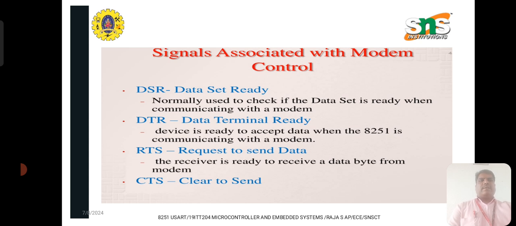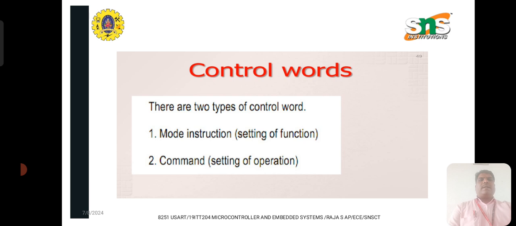CTS, clear to send. There are two main important control words used in this 8251 USART. One is the mode instruction, with which we choose the mode of the 8251. The other is the command instruction for setting the operation. That is, the microprocessor tells the 8251 whether to convert serial to parallel data or parallel data into serial data. So these are the main important things about 8251.